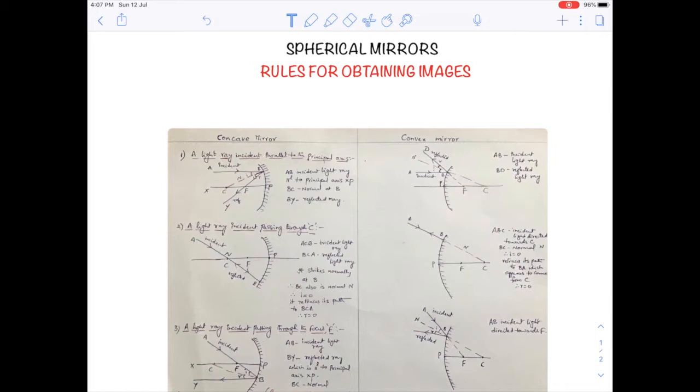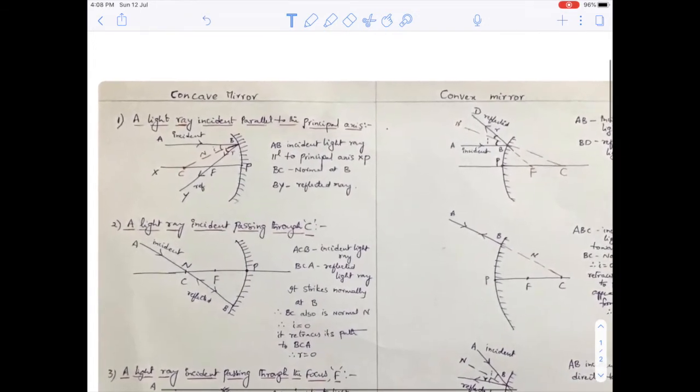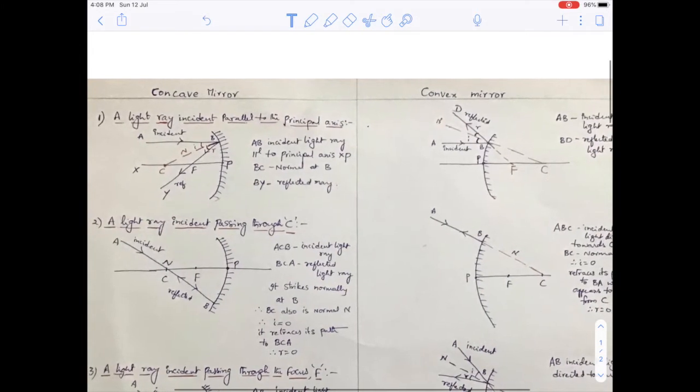To find the position of the image and the nature and size of the image, we need to know what these two intersecting rays are, and in order to do that, we will see the following rays, which we call rules for obtaining images. I will be showing you both concave and convex simultaneously so that we can understand it better.